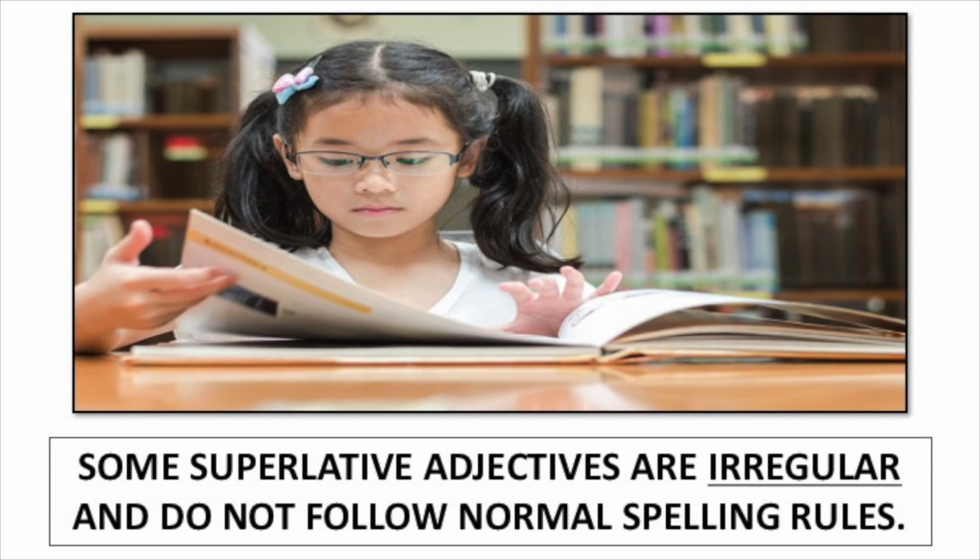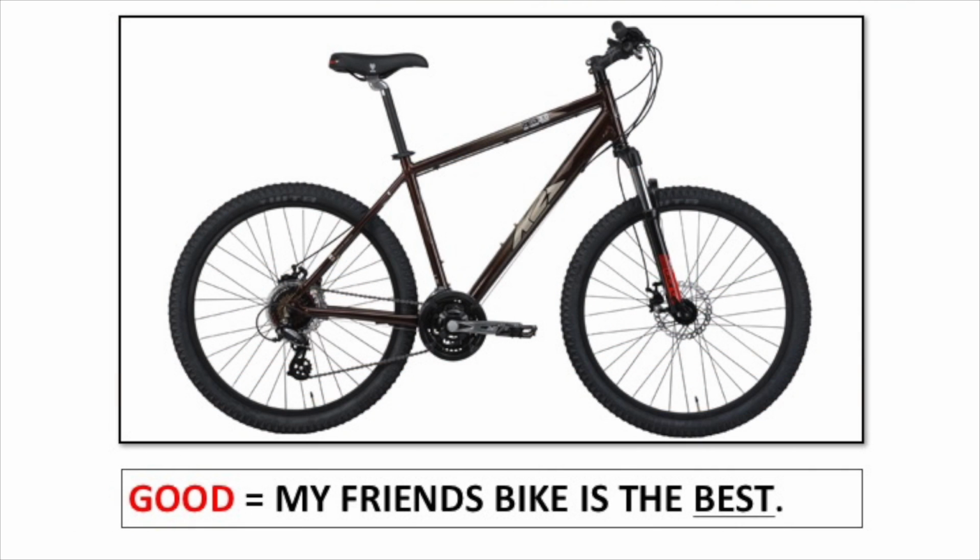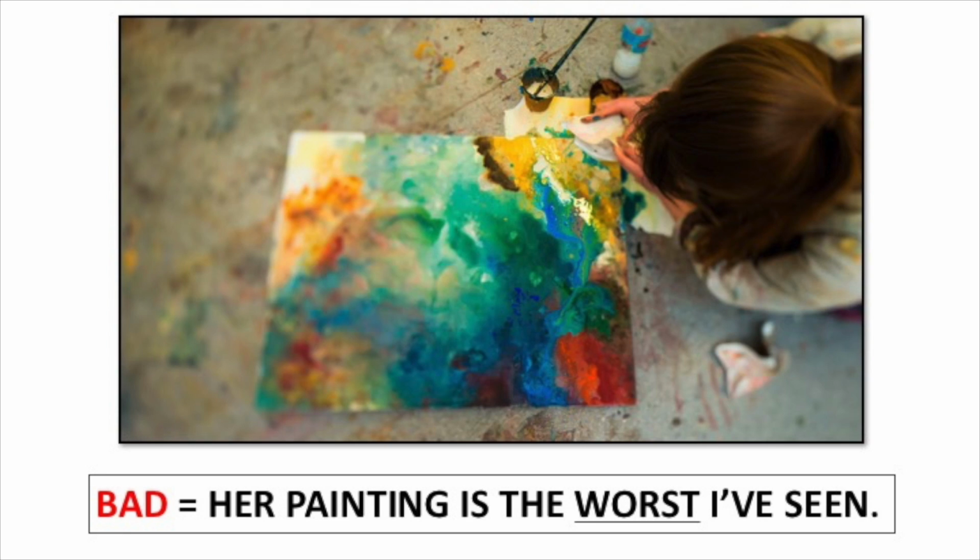With the superlatives too. For irregular adjectives, we change the word form to talk in the superlative. My friend's bike is the best. Yes, superlative, best. Her painting is the worst I've seen. Yes, superlative, worst.